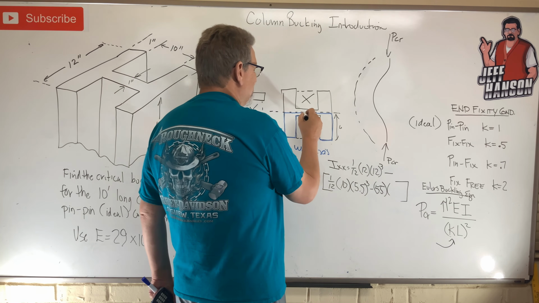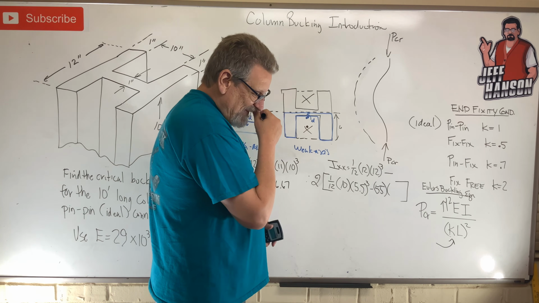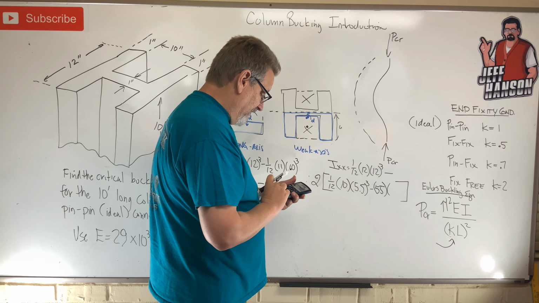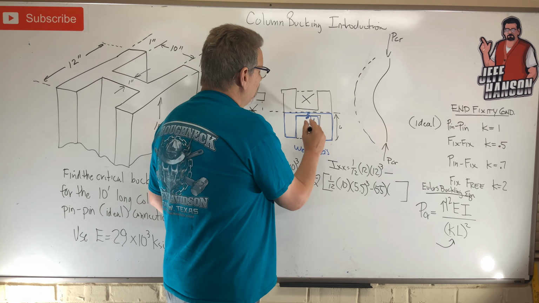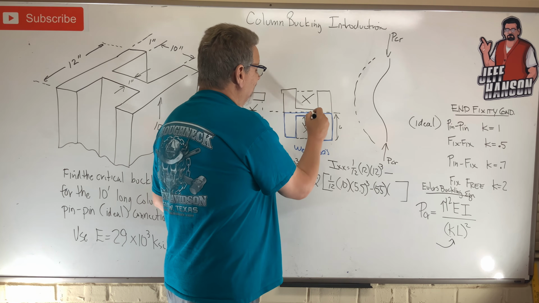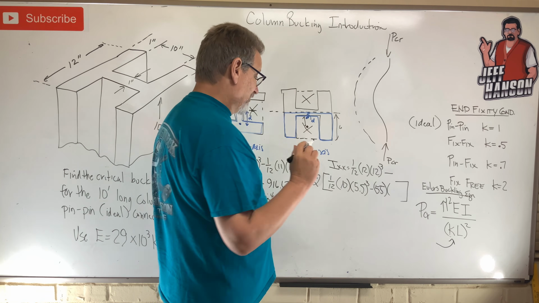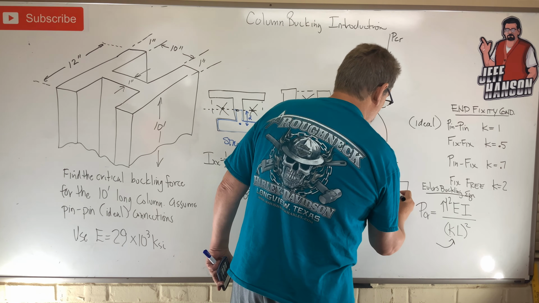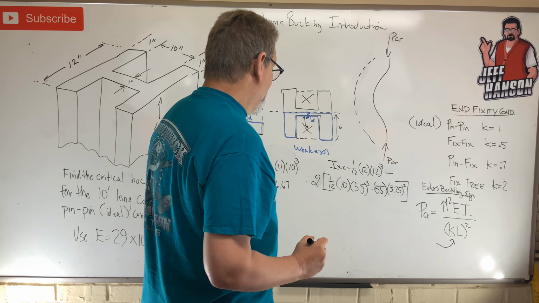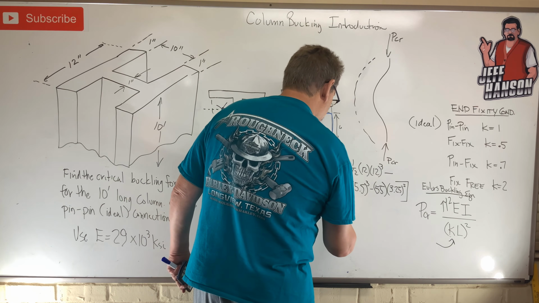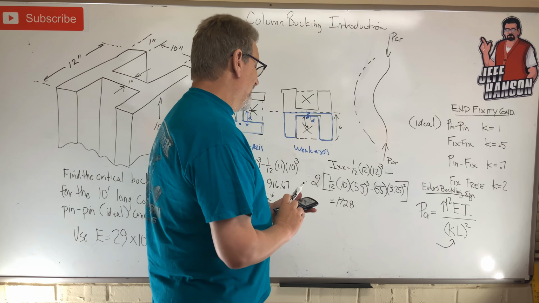Times d. And remember, d is from the neutral axis to the center of that thing, right? So if that's 5.5, half of 5.5 is 2.75, but that's here. And then I've got to add a half to that, so plus 0.5. So that centroid lives at 3.25 squared. Okay? Now how much is that? This is 1728 again.